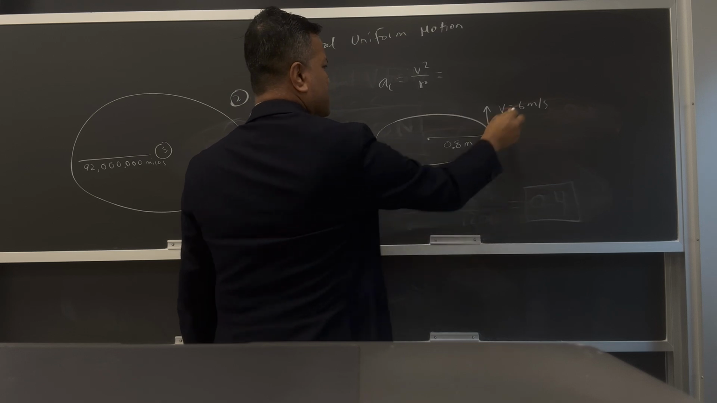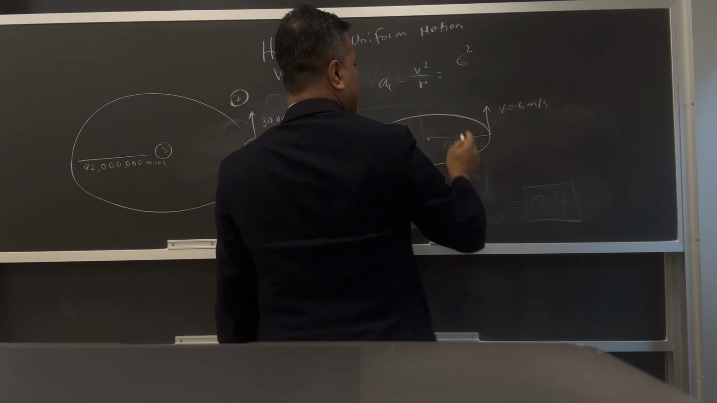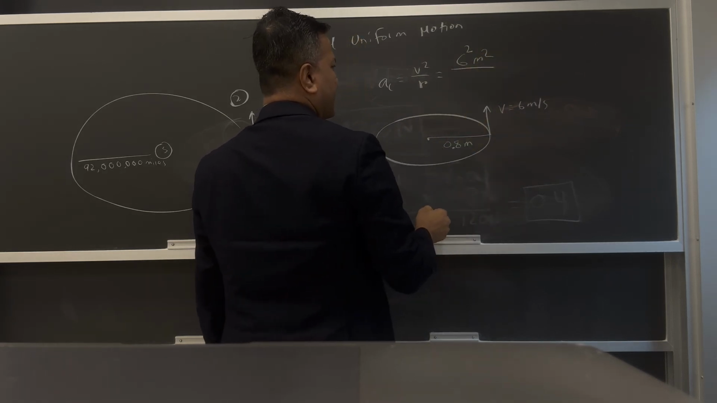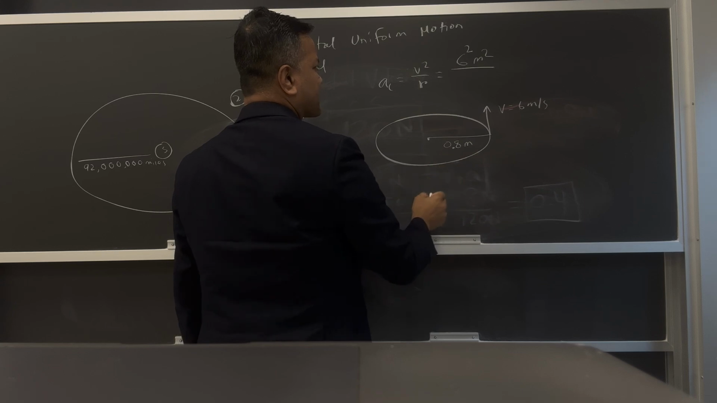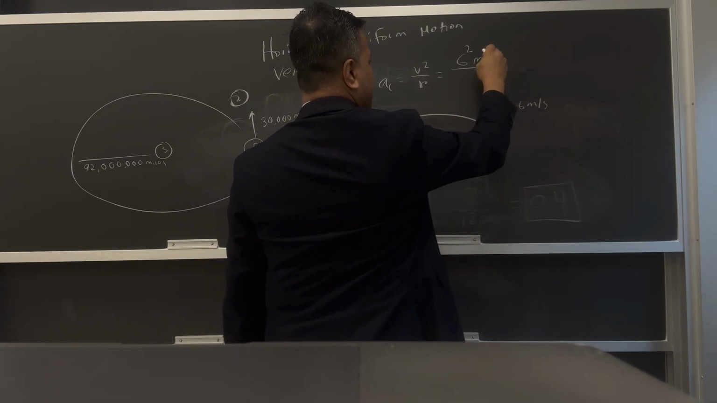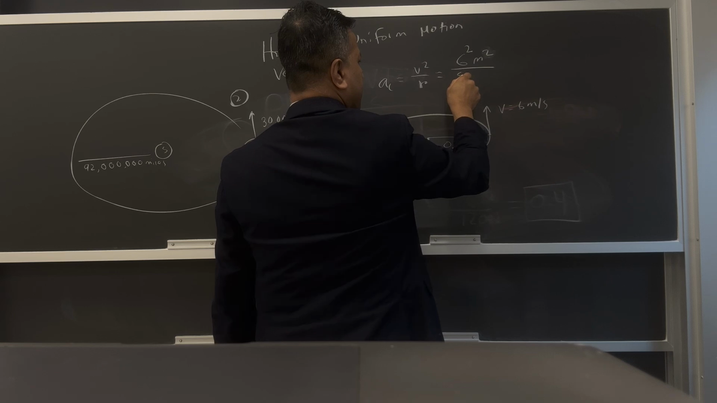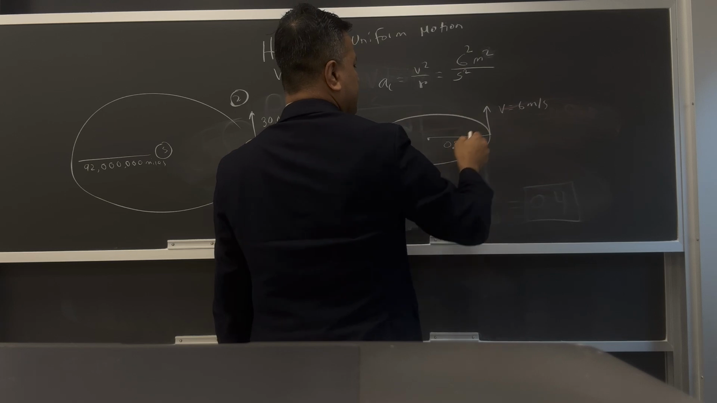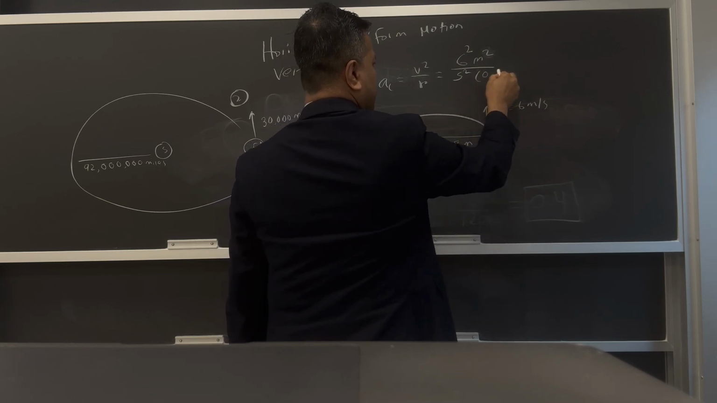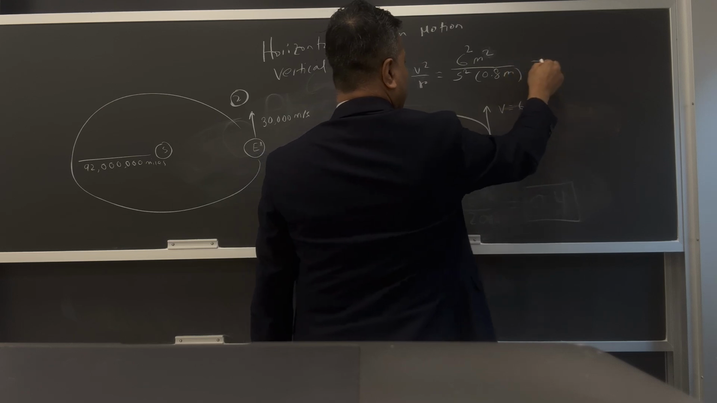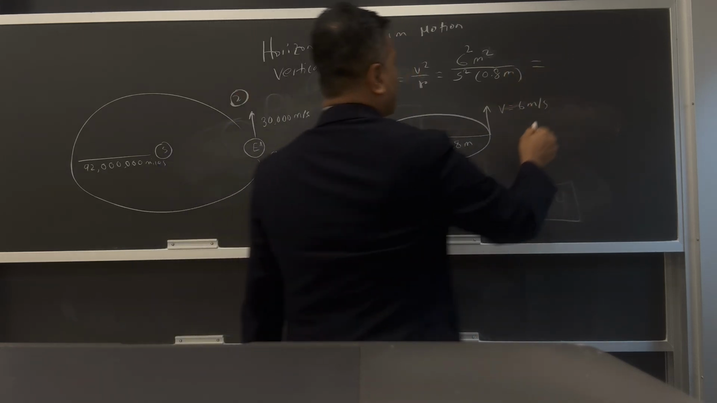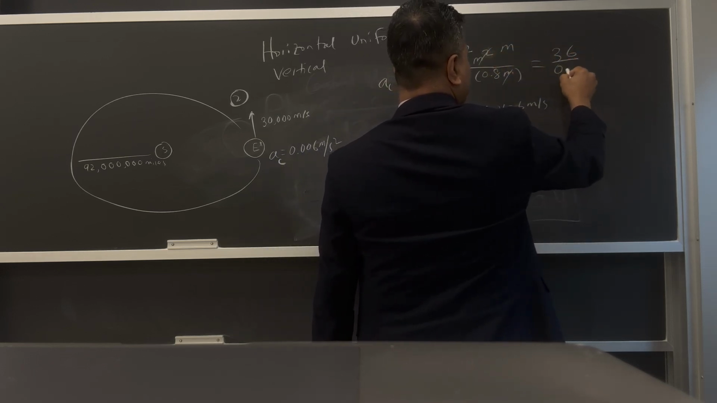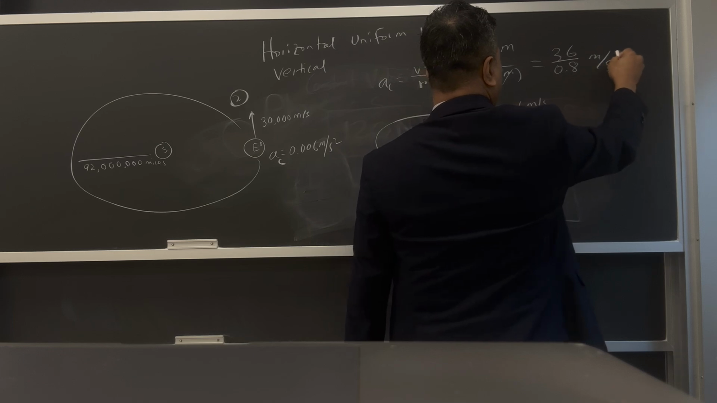So v is how much? 6 squared. All right, don't forget the meter squared per second squared. And then r is 0.8 meters. And that gives you 36 over 0.8, so meter squared over meter is just 1 meter, so 36 over 0.8 meter per second squared.